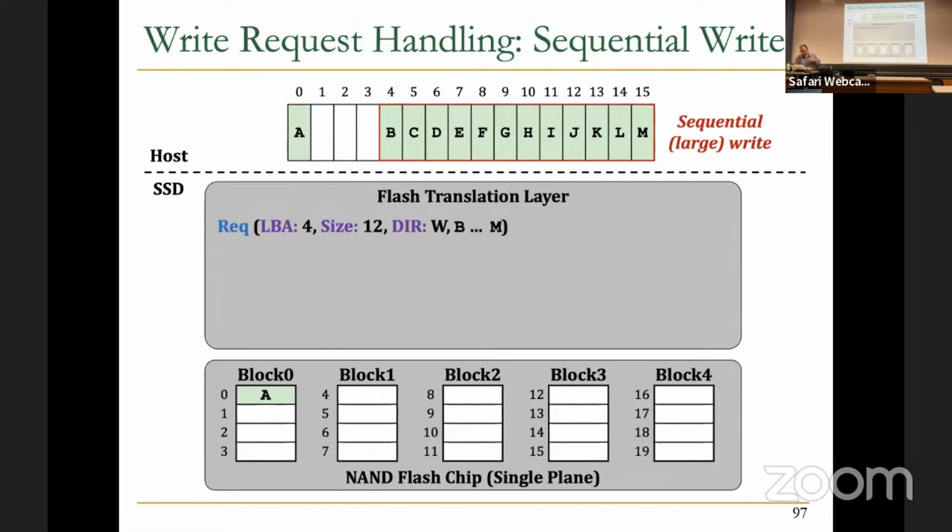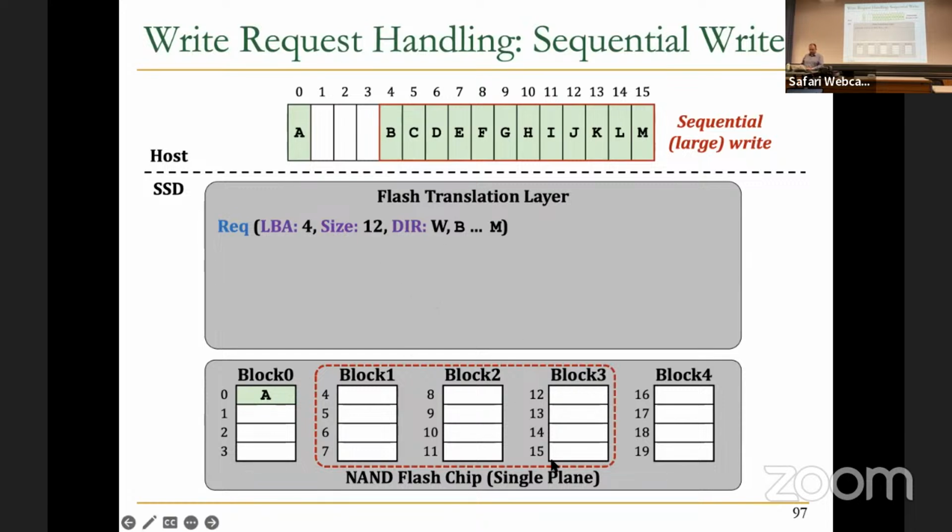Okay. So later on, we also receive another request, where the offset is logical block address 4, but the size is 12. So we want to write to 12 blocks. And also the direction is write, and these are the values. So we call it a sequential large write, for example.